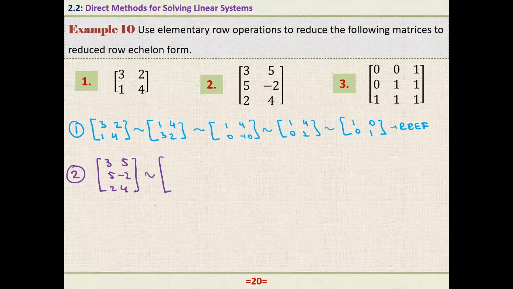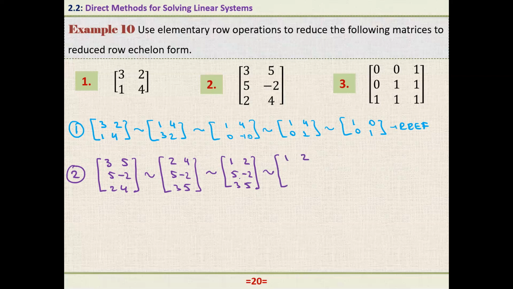And first thing I have to do here is interchange the first row with the third row. So we will have here 2, 4, here we have 5, -2, and 3, 5. Why actually do I do this? Because I can have 1 here easily, that's why. Now multiply the first row by 1 over 2, that is 1, 2, 5, -2, and 3, 5. And here we have 1, here we have 2.